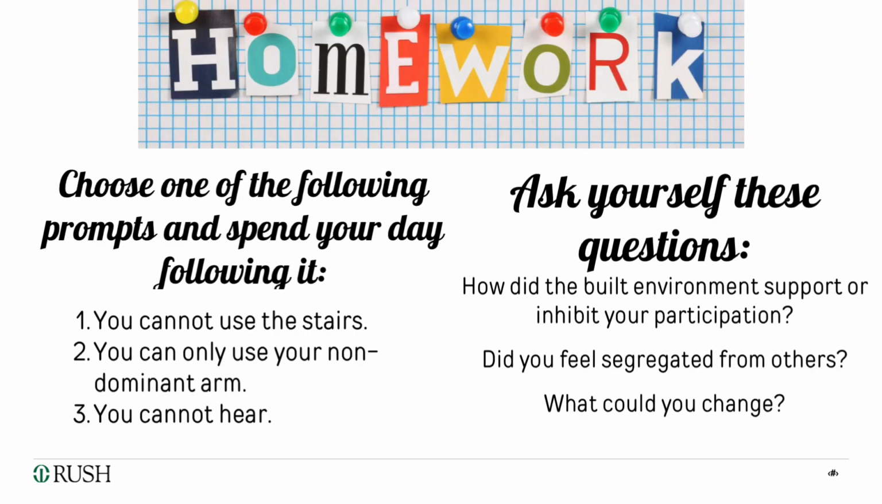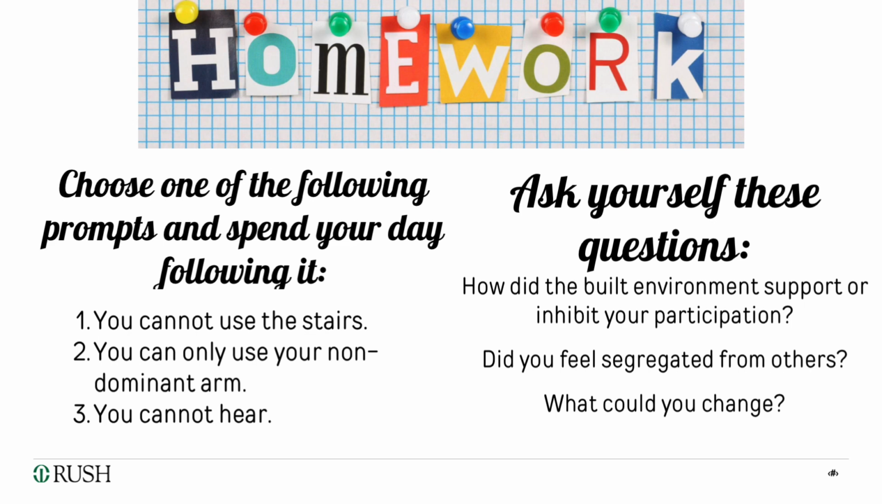So now I'm giving you a little bit of homework. Hopefully it's fun homework. But I want you to choose one of the following prompts and spend your day following it. Prompt 1, you cannot use the stairs. Prompt 2, you can only use your non-dominant arm. So if you're right-handed, you can only use your left arm to navigate the environment. And then prompt number 3, you can't hear. So you don't have to put on headphones or anything, but I want you to navigate the environment under the assumption that whatever is introduced to you in an auditory way, you can't receive. So try to navigate the environment in these ways.